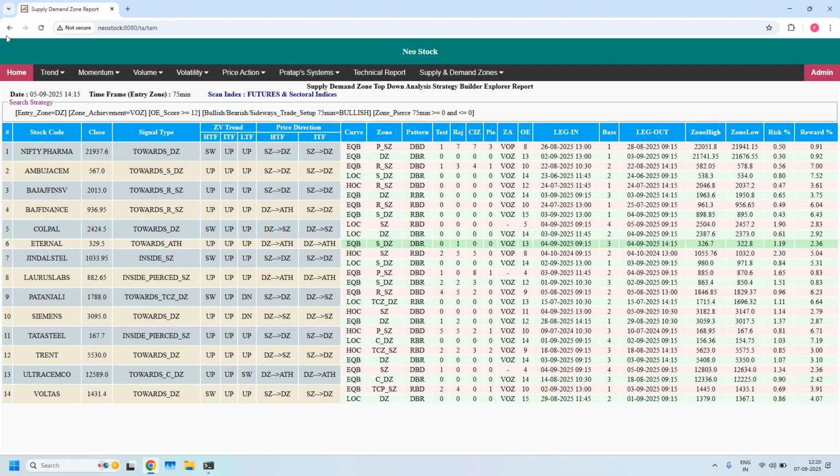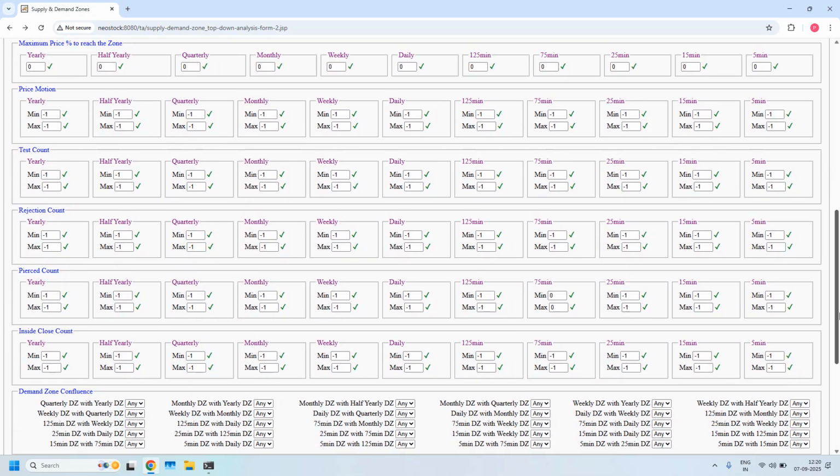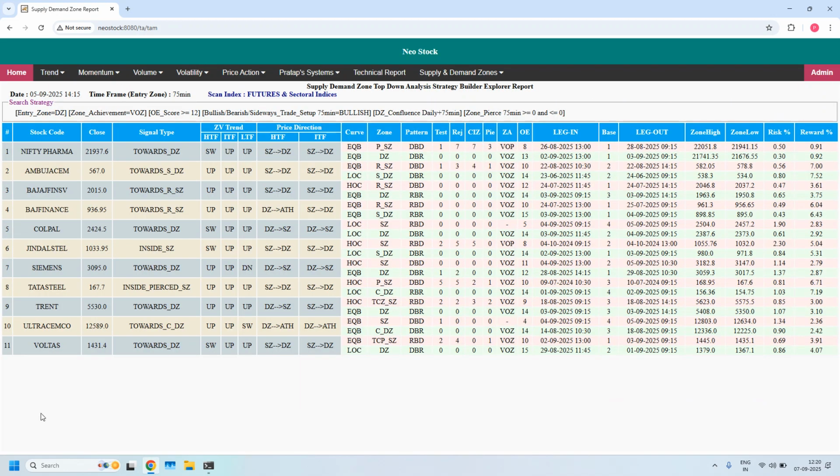So I'm going back, adding one more filter, demand zone confluence. Here I am selecting the filter 75 minutes and daily demand zone confluence. By enabling the filter and applying on the 14 stocks, we got 11 stocks. In all these 11 stocks, the 75 minutes demand zone and daily demand zone are overlapped with each other.